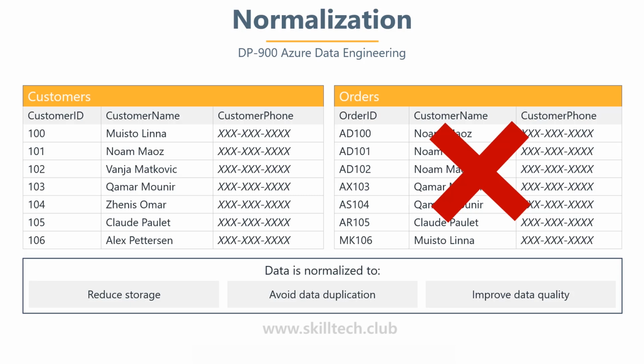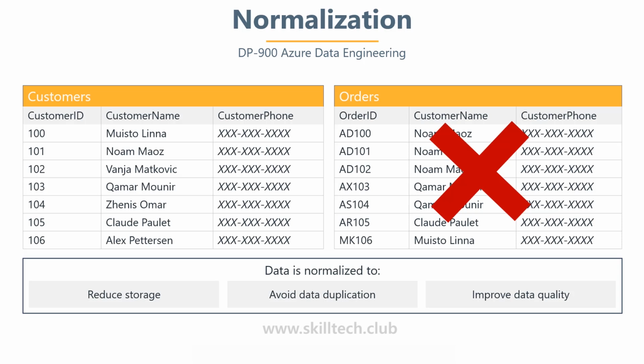In order to understand this, we need to understand the relationship between data and the tables, and that's why we have the concept of normalization. Normalization is a very important concept, and you need to understand what normalization is as well as the forms of normalization, because we have first normal form, second normal form, and third normal form. When your data is normalized, it reduces your storage. These are the advantages of normalized data: it avoids data duplication, and it also improves data quality.